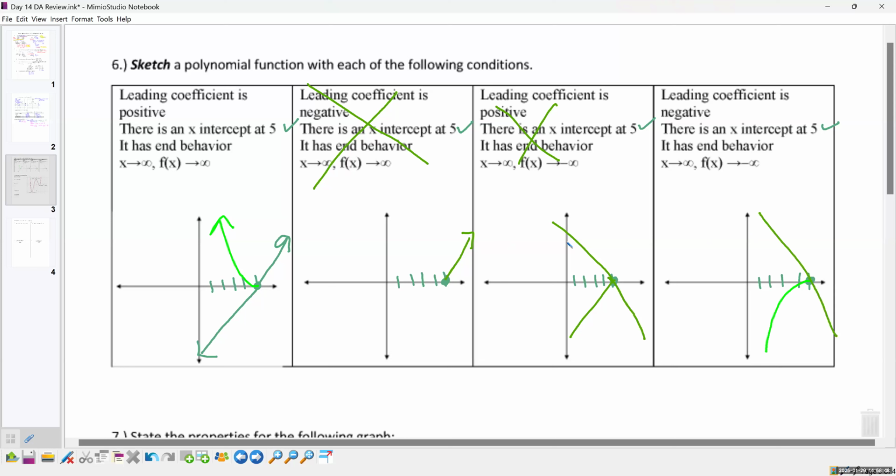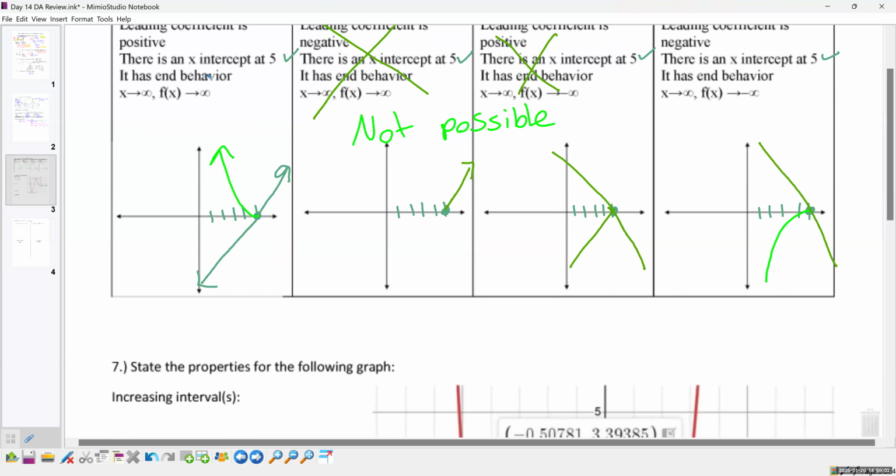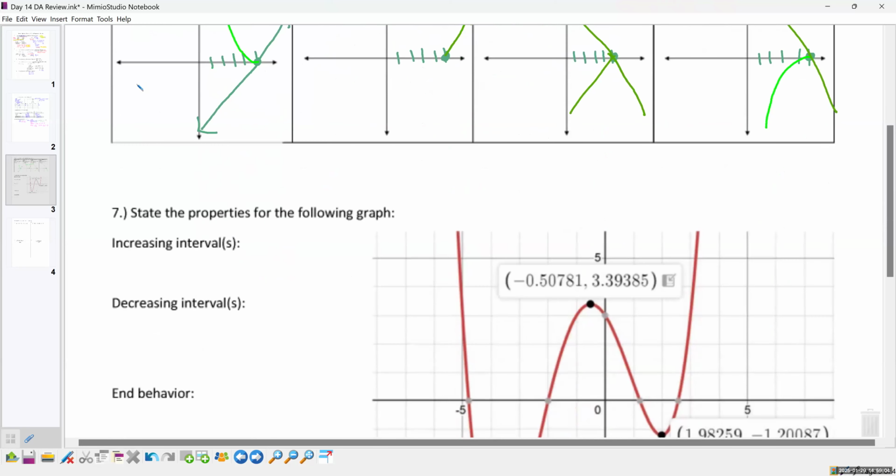So I apologize. That's why I should probably make an answer key before I start making the video. You can tell I copied and pasted, so that was my bad. These are not possible. Whoopsie doopsie. Happens. Okay, we got two more sets.